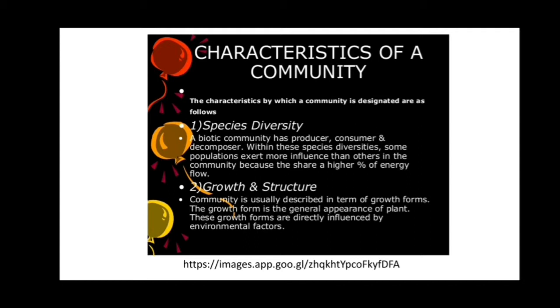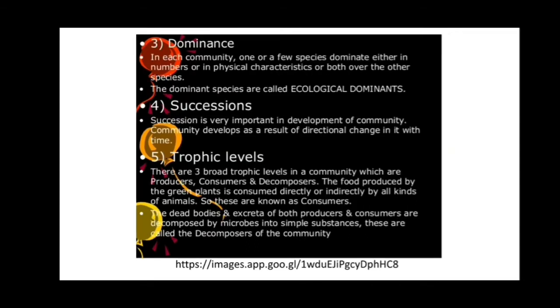Now, the next one is growth and structure. What is growth and structure? A community is usually described in terms of growth forms. The growth form is the general appearance of the plant. These growth forms are directly influenced by environmental factors. So the different kinds of plants, that is broadleaf plants, shortleaf plants, evergreen plants, are the different structures of plants.